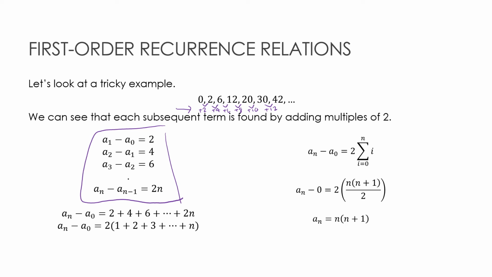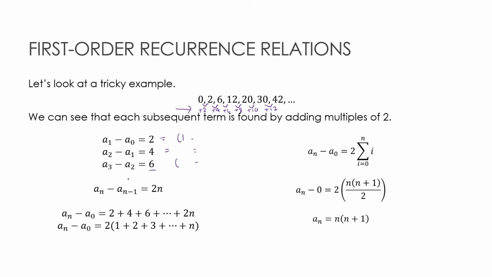To generalize that pattern, AN minus the term before it would be 2 times N. Does that work for all of these? This would mean that this should be 2 times 1, which is 2. Yes, that works. This one should be 2 times 2, which is 4. Yes, that works. This one should be 2 times 3, which is 6. Yes, that works. So we get the idea that we've done this correctly.